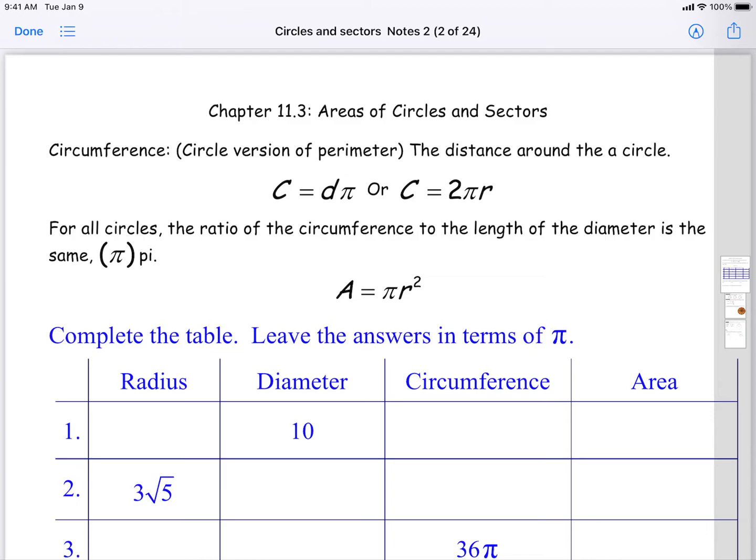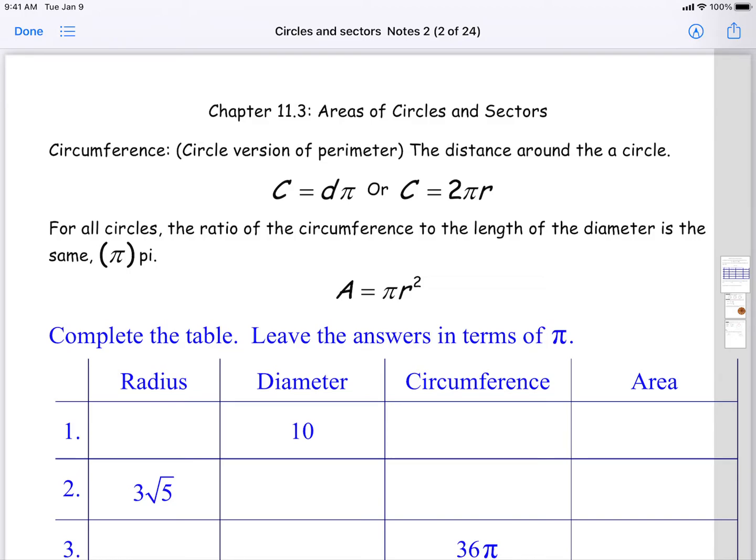All right, so the day before yesterday, we talked about areas of different types of polygons, such as trapezoids, parallelograms, rhombuses, kites, and so on. And at the very end, we briefly talked about the area of circles, and very briefly about the circumference of circles, okay?